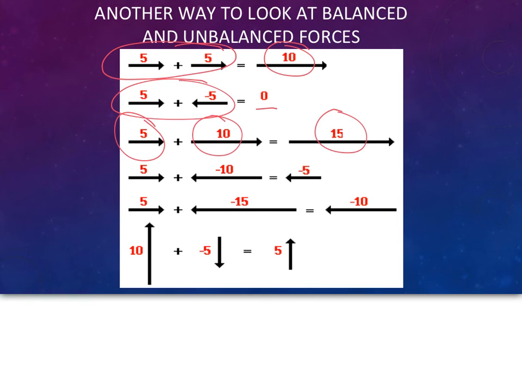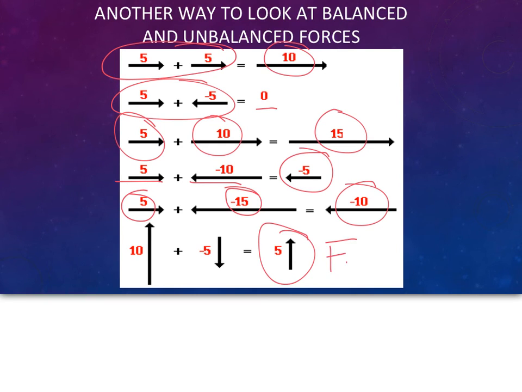What if you have 5 forward and negative 10 backwards? You end up overall with negative 5 backwards. 5 forwards plus negative 15 backwards gives you a negative 10 overall. And then just not horizontal, but up and down. If it's 10 up and negative 5 or 5 down, you end up with a net force of 5 up. And remember, wherever the net force is, whatever direction, that's the direction acceleration is in.